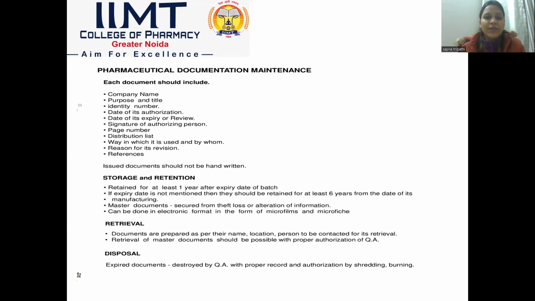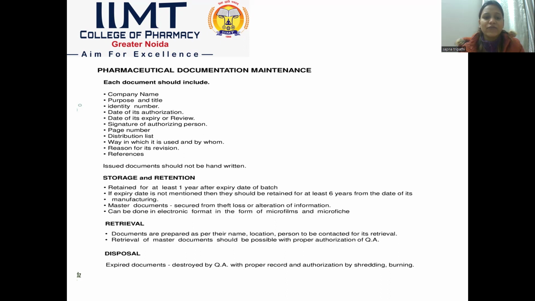Now we talk about the maintenance of pharmaceutical documents. There are some points that each document should include: company name, purpose and title, identity number, date of its authorization, date of its expiry or review, signature of authorizing person, page number, distribution list, way in which it is used and by whom, reason for its revision and references. Next, the storage and retention of documents.